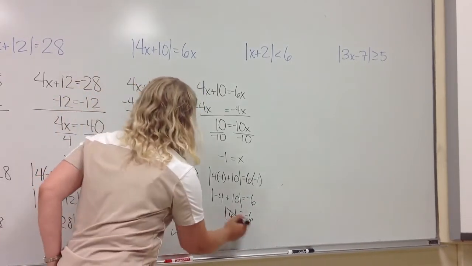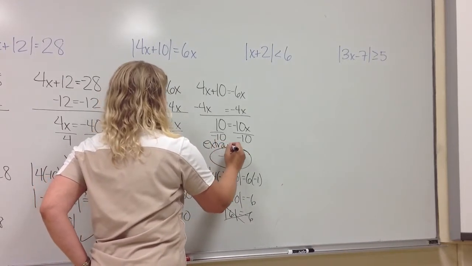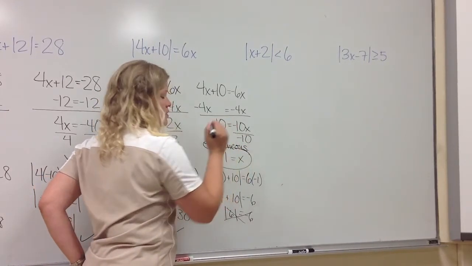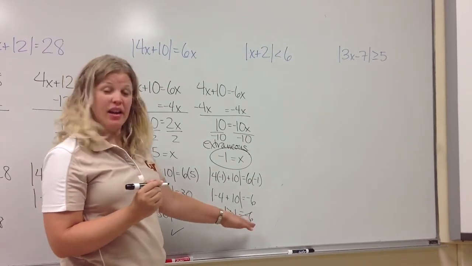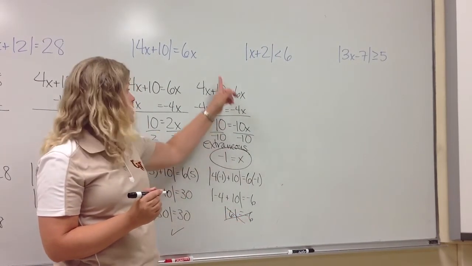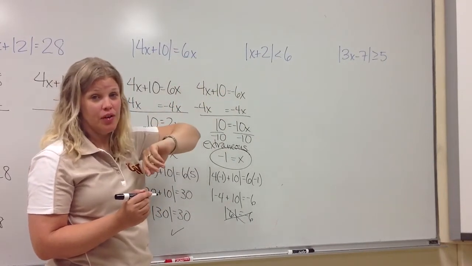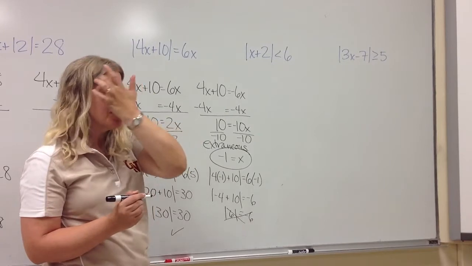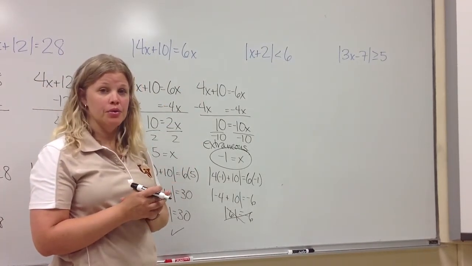No. So we call this an extraneous solution. Okay, because it's extra, it really won't work. And I'll tell you, most of the time this happens is going to be when you have an x on the other side of the absolute value. It's just kind of your trick. Okay, so we practiced our absolute value equations.